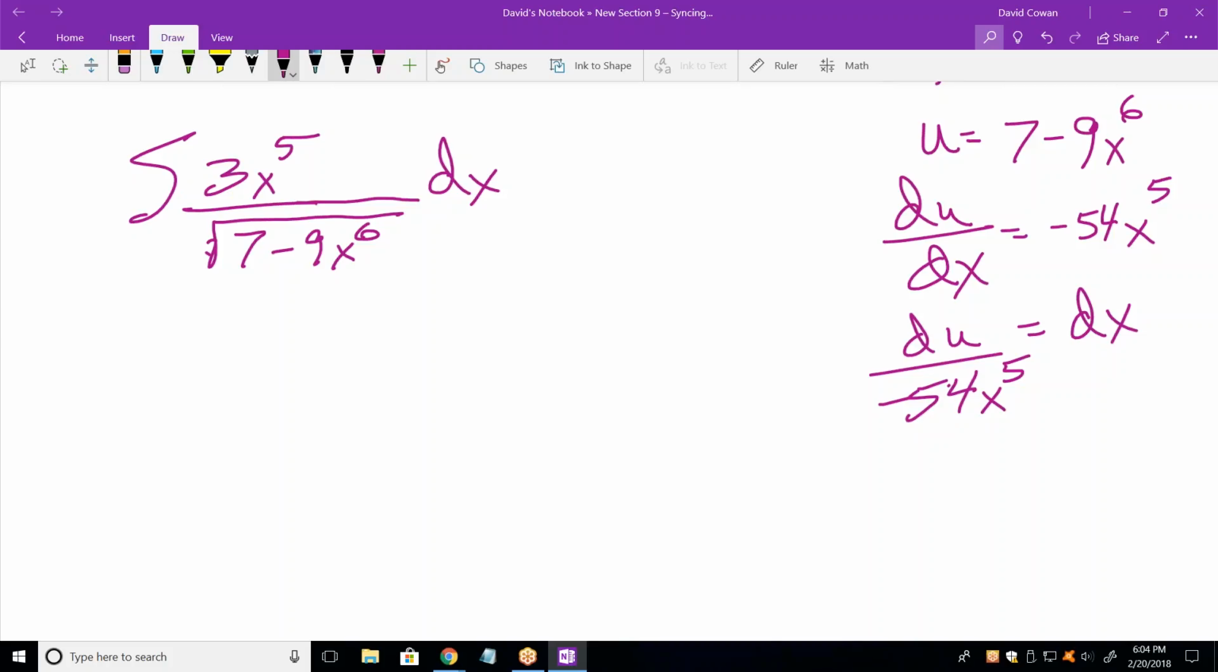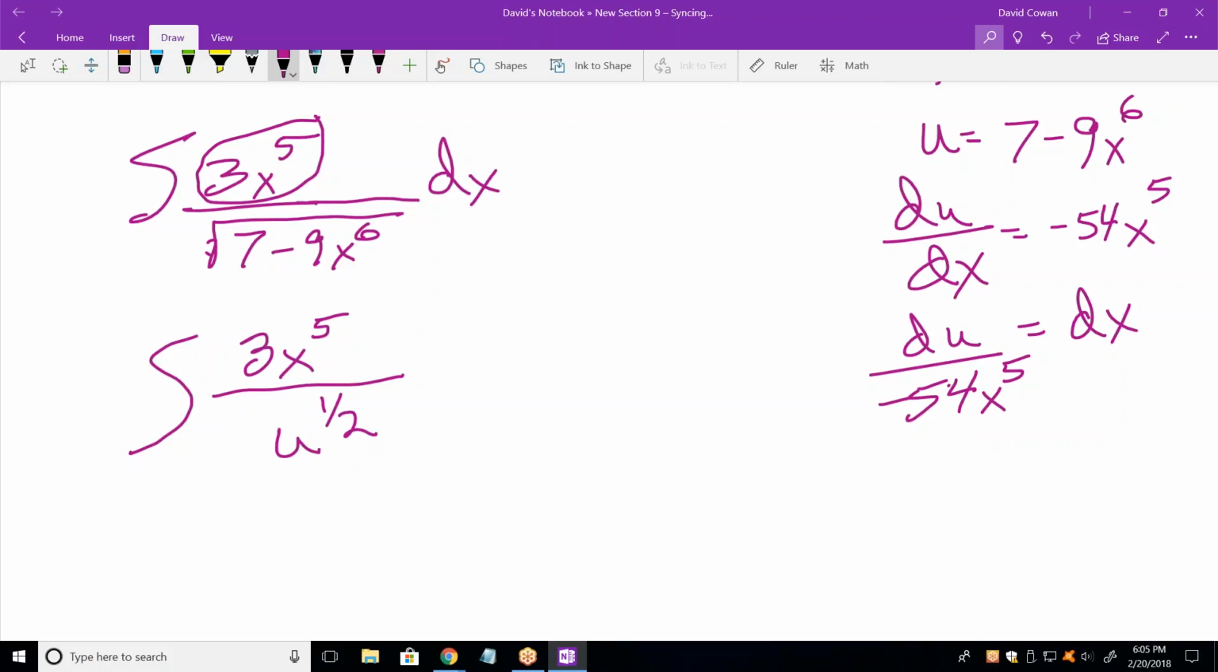In other words, I'm going to write it out in full for the moment. You with me? I think so. How did you decide to use 7 minus 9x to the sixth for u? Because this is the derivative of that. It's the same order of magnitude. It's x to the fifth. That's what I care about.